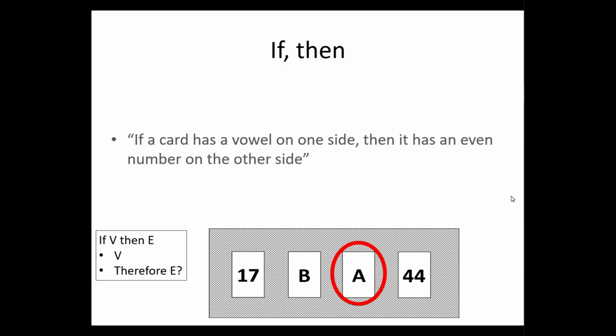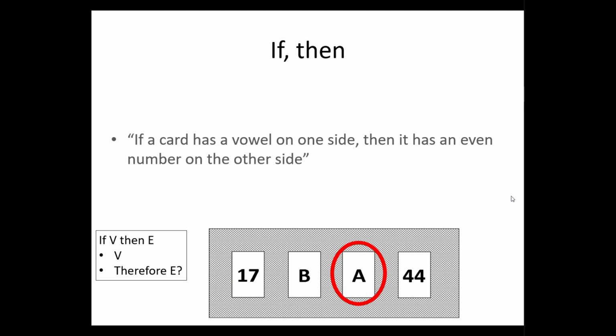Note that flipping the A, or the vowel, could either corroborate the rule. If it has an even number on it, it corroborates the rule, or it could discorroborate, disconfirm, or disprove that the rule is being followed. If you flip this vowel over, and you find an odd number on it, then this rule is being broken. Or, a more intuitive way to put this that connects with people better is the rule lied to you.